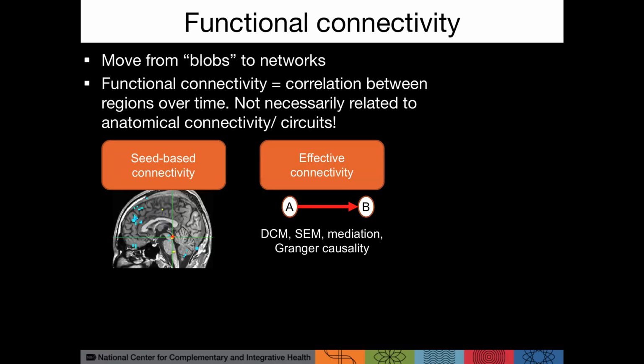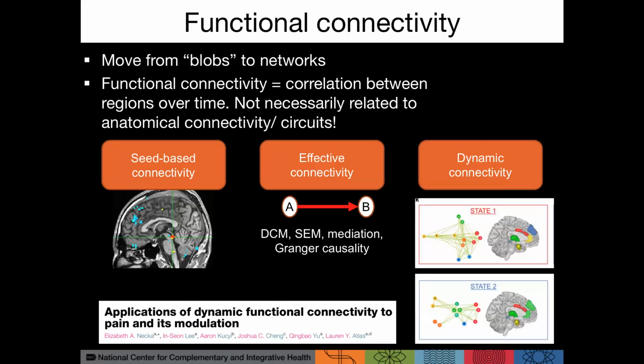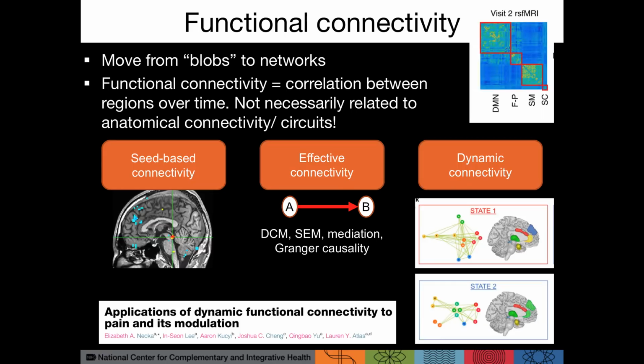We can do effective connectivity. There's a bunch of different methods for trying to look not just at correlations between two regions, but how one region might influence another. And recently there are approaches to measure whether the connectivity changes over time. And we recently just had an accepted review of this in Pain Reports.